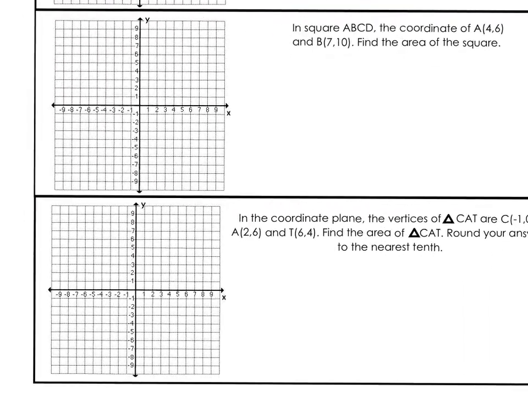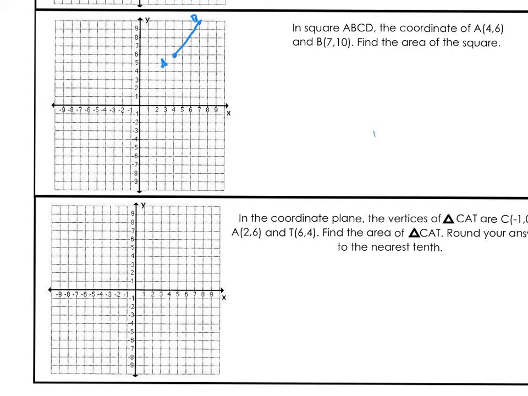Now for our next one, we have a square. It says in square ABCD, the coordinates of A are 4, 6. All right, so let's go to 4, 6. And B is 7, 10. So we have 7 and 10 up here. All right, and that's AB. And it says find the area of the square. And it's like, oh, come on, really? Where's the rest of the square? How am I supposed to find the area?